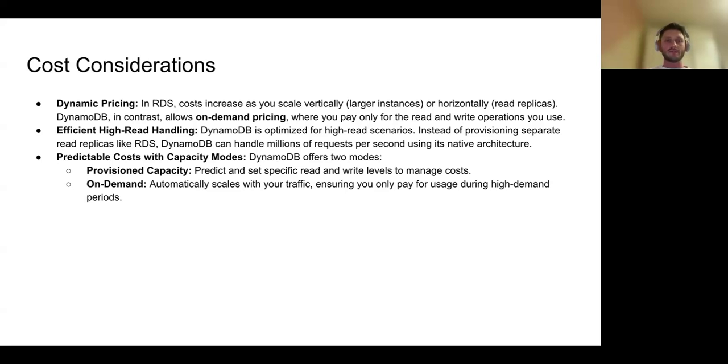We all want to have, let's say, predictable cost and capacity modes. Because of that, a benefit of DynamoDB is that it offers two modes. Provisioned capacity: when you set up the database, you have to say how many reads and writes, what is the bar, let's say, for your database. Or you can use on demand, which will automatically scale with your traffic and ensure you pay only for the usage.